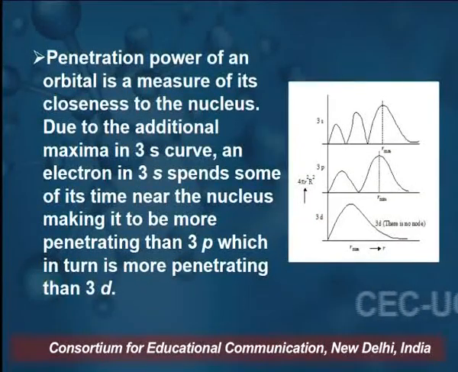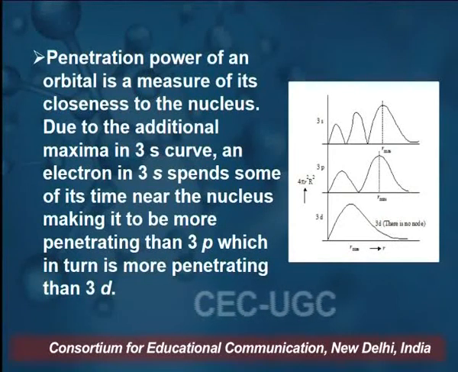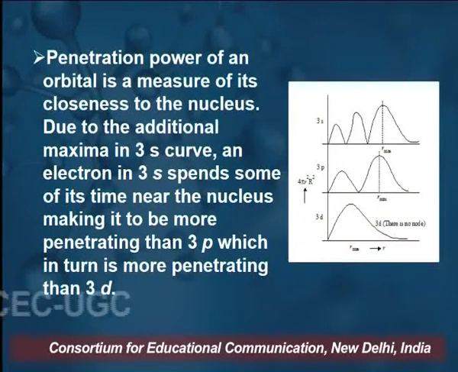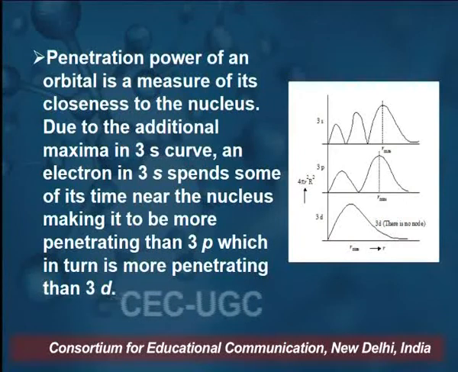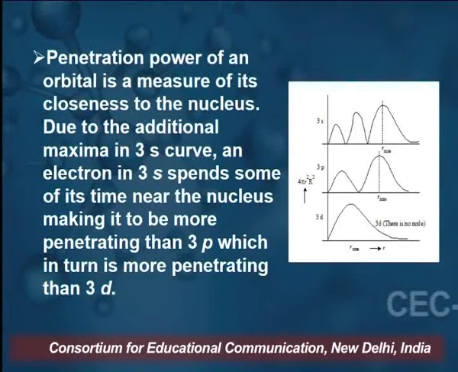Penetration power of an orbital is a measure of its closeness to the nucleus. Due to the additional maxima in the 3s curve, an electron in 3s spends some of its time more near the nucleus, making it more penetrating than 3p, which in turn is more penetrating than 3d.